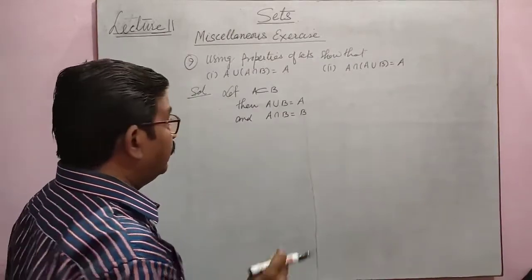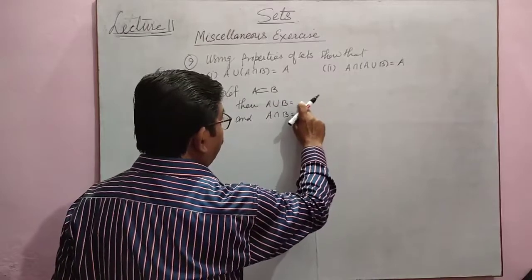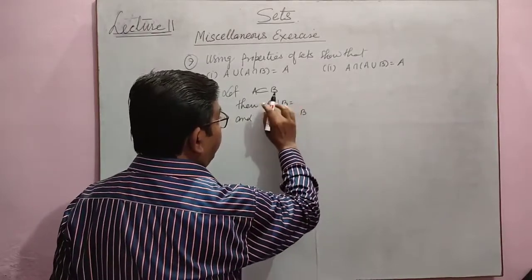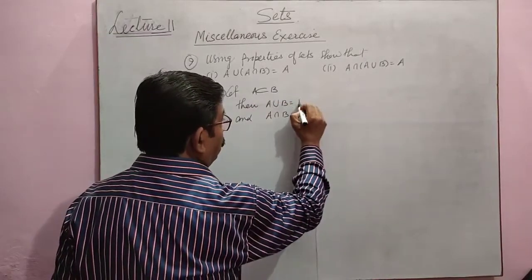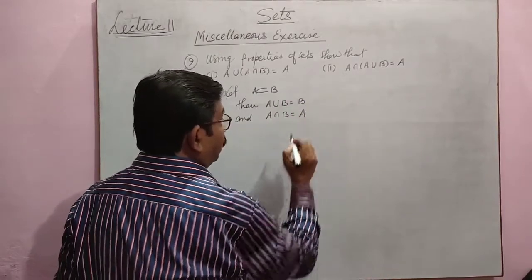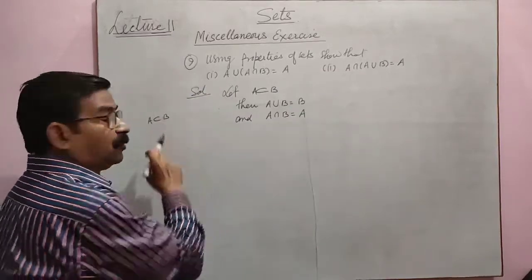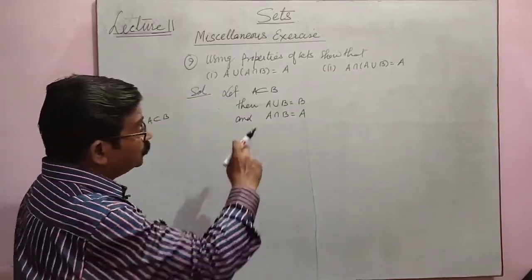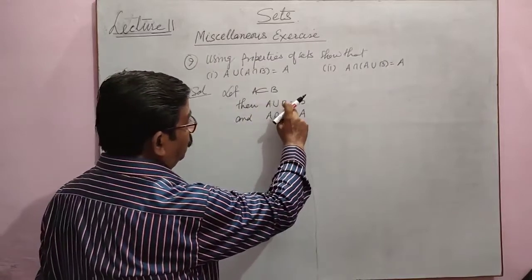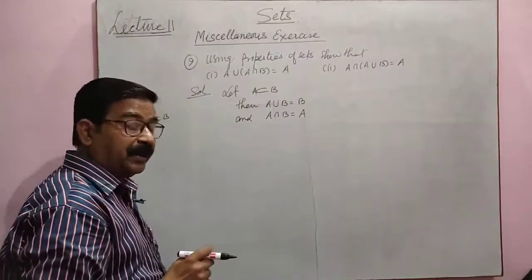B. Means when we find A union B, this is wrong one. A union B is equal to B, and A intersection B is equal to A. Now this is correct, because A is a subset of B. So A union B is equal to B, and A intersection B is equal to A.